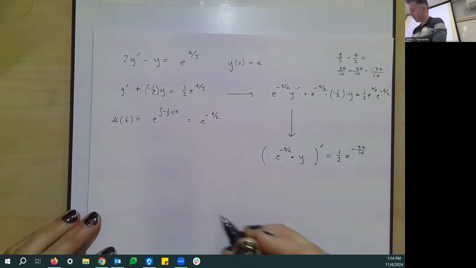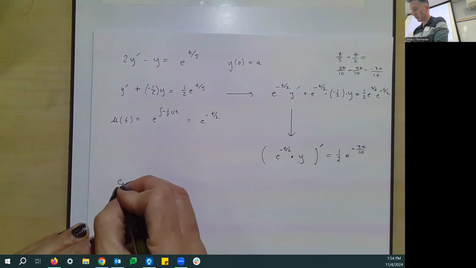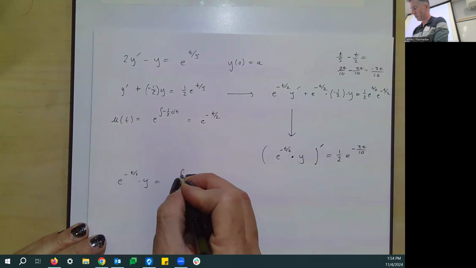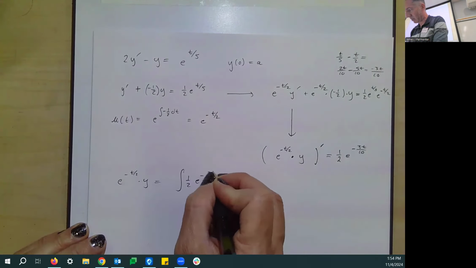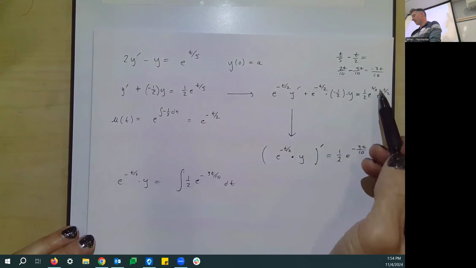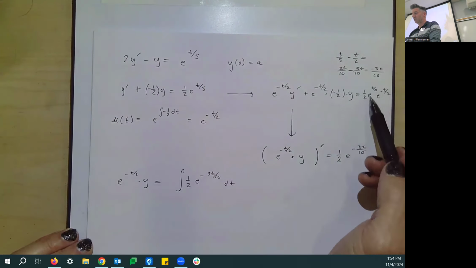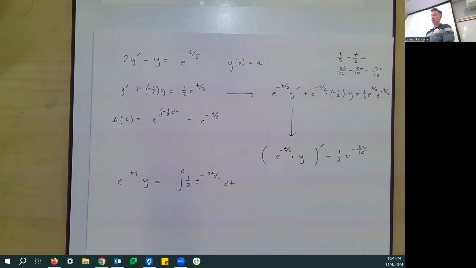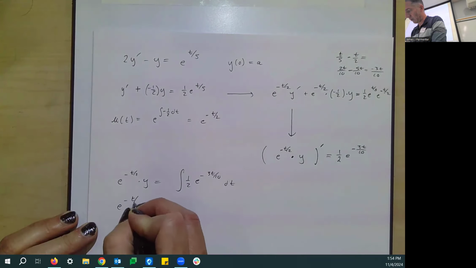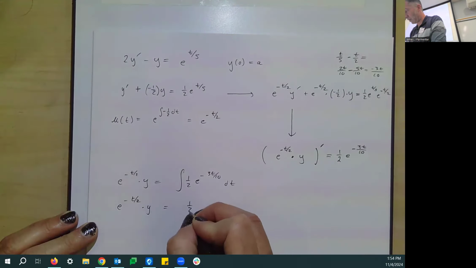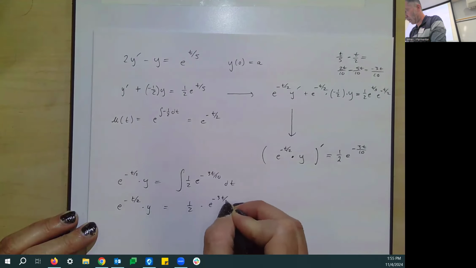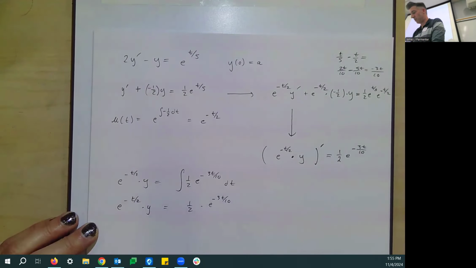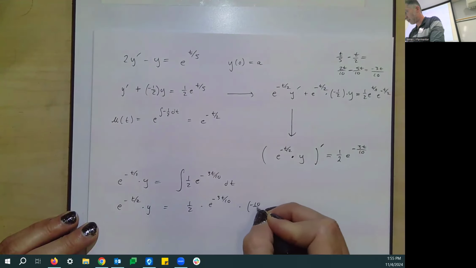All right, the rest, we've been here before. Integrate both sides, you get e to the negative t over 2 times y equal to the antiderivative of 1/2 e to the negative 3t over 10. Yes, I simplified the right-hand side: e to the t over 5 times e to the negative t over 2, we're just adding those powers together and getting 2t over 10 minus 5t over 10, which is negative 3t over 10. The good news here is that that function is something we know how to anti-differentiate without integration by parts or u sub or whatever. We can just say, great, this is going to be e to the negative t over 2 times y equal to 1/2 times e to the negative 3t over 10 divided by negative 3/10, or multiplied by negative 10/3, plus c.